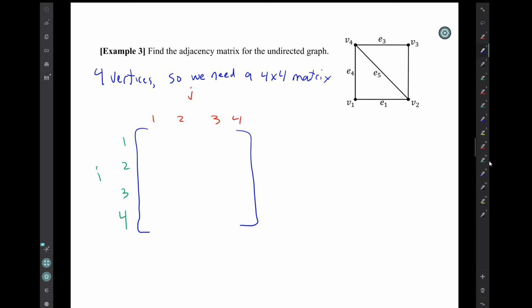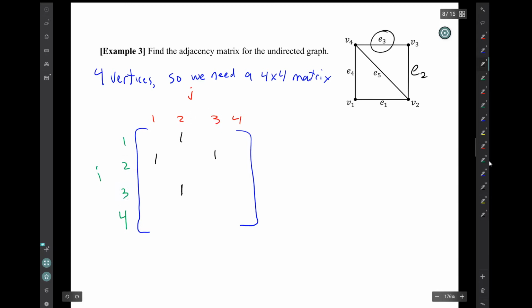Well, let's just start by noting the edges. Edge 1 connects vertex 1 and vertex 2. So that means that there should be a 1 in cell 1, 2, but also in cell 2, 1, because there is an edge connecting vertex 2 to vertex 1. Now let's think about edge 2. Here I have a typo. I'm missing edge 2. Edge 2 connects V2 and V3. So there should be a 1 here and also a 1 here. There's an edge that connects V2 to V3, and that's the same edge that connects V3 to V2.